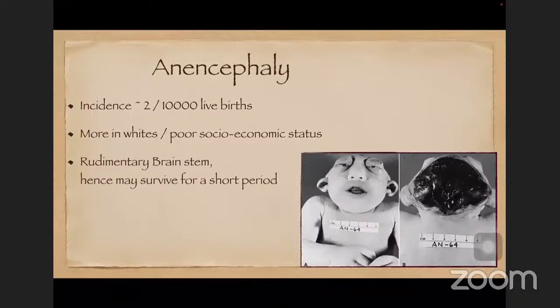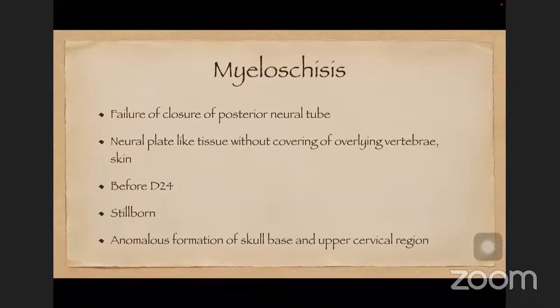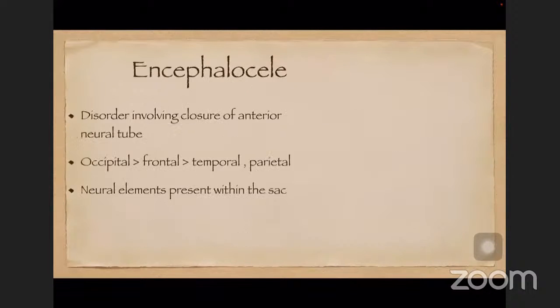So above the orbits, you do not find anything, and that is the exposed skull from the posterior view. Myeloschisis. So this is the failure of the closure of the posterior neural tube. You have a neural plate-like tissue, but without the covering of the overlying vertebrae or the skin. Again, before day 24, usually stillborn, and there is anomalous formation of the skull base and the upper cervical region.